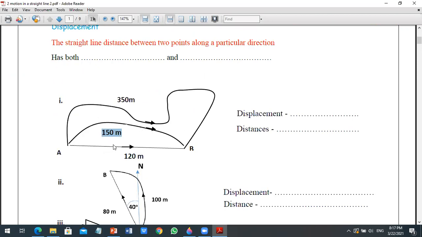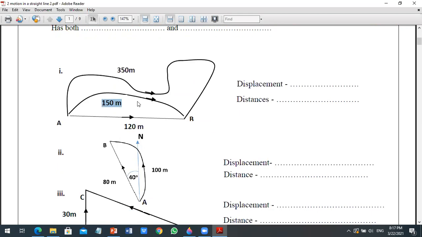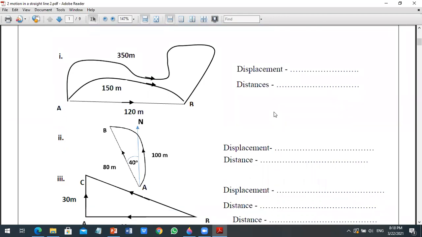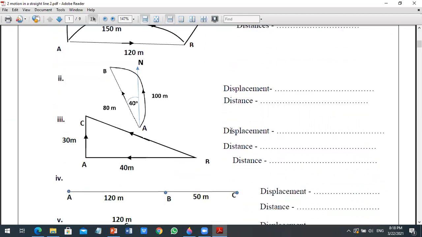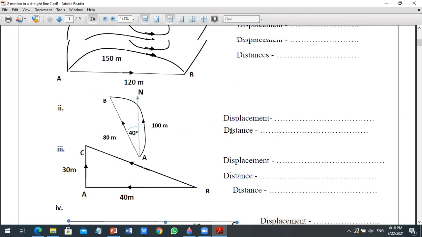Then I was showing just an example here. Aaron, can you tell me what are the distances or what are the displacements? Just consider this first question. There are 120 meters, 150 and 350. What are the displacements and what are the distances? The displacement is 120 meters, and the distances are 150 meters and 350 meters. Yes, good. There are many distances between two points. There are a few examples, you can answer them.